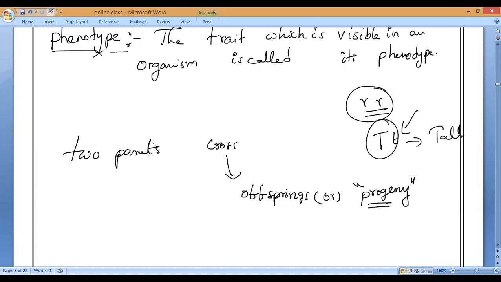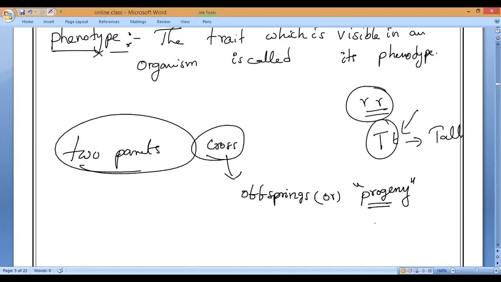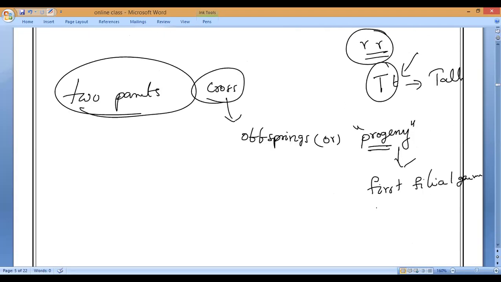Then when two parents cross or breed, if they produce the progeny or offsprings, this is called the first filial generation, or we say F1 generation. Please remember, they are called the F1 generation, first filial, F-I-L-I-A-L, filial generation. That is what F indicates, filial generation, which denotes the progeny of a cross.